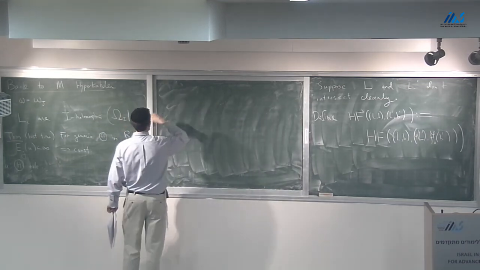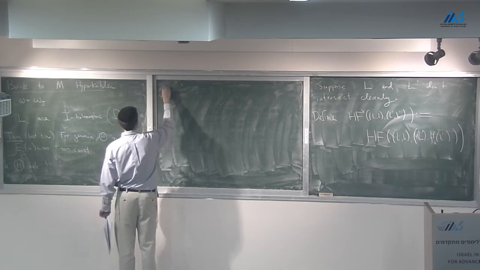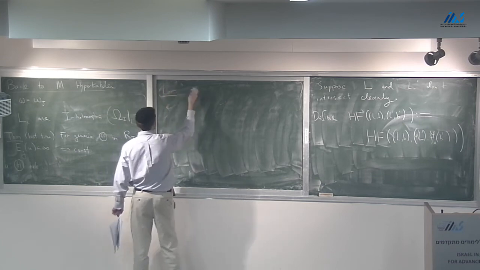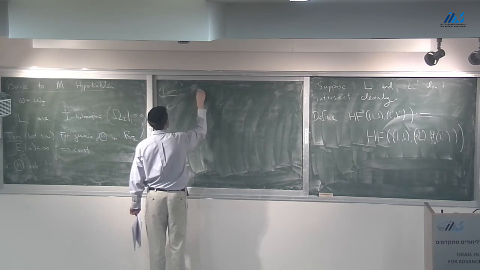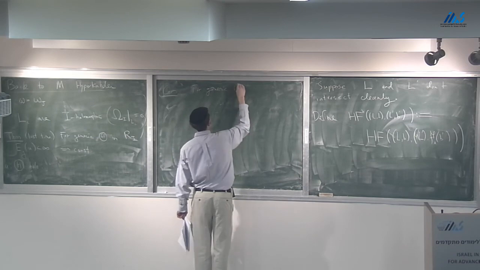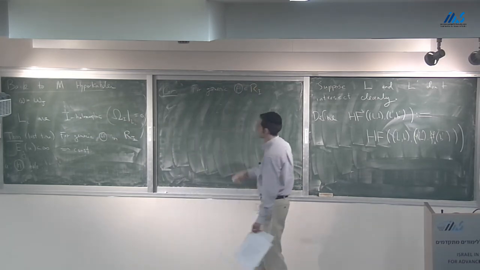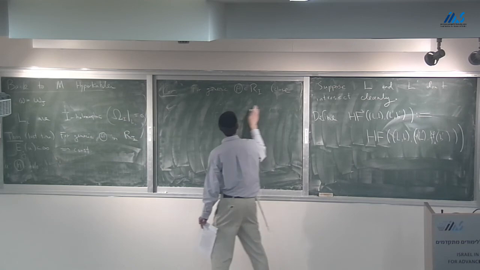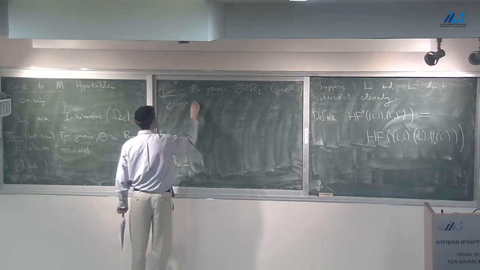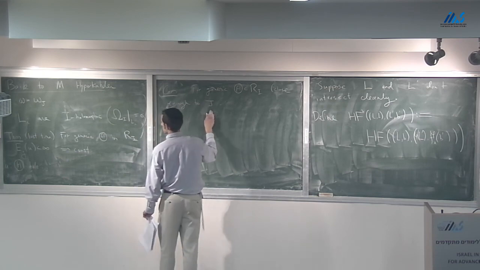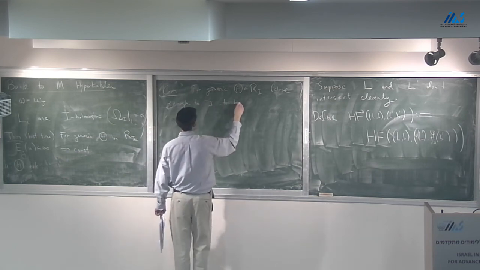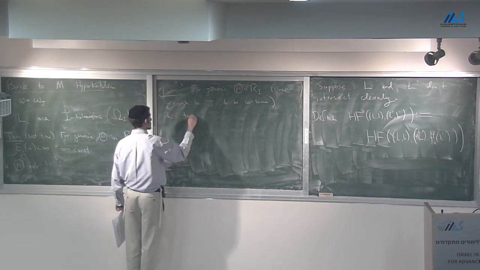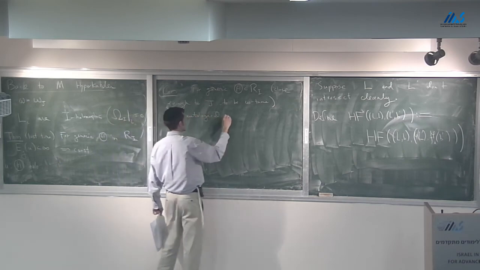Well, first of all, for generic theta in R_i, it's going to be omega-tame if it's close enough to J. Close enough to J to be omega-tame. The L_i are tautologically unobstructed.